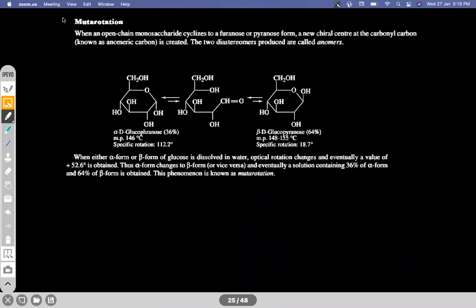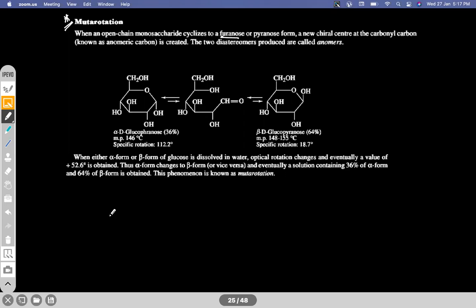Mutarotation, important. On this also they have asked a question. When an open chain monosaccharide cyclizes to a furanose or a pyranose form, a new chiral center at the carbonyl carbon is created. The two diastereomers produced are called anomers. We have discussed it. So what happens in this? This one, furanose, we haven't done. I'll discuss this, just give me 1 minute. After this, we'll discuss. So it is a spontaneous change in the specific rotation.